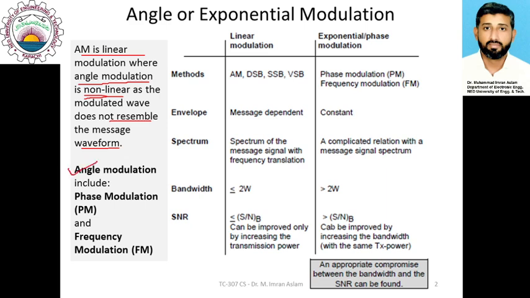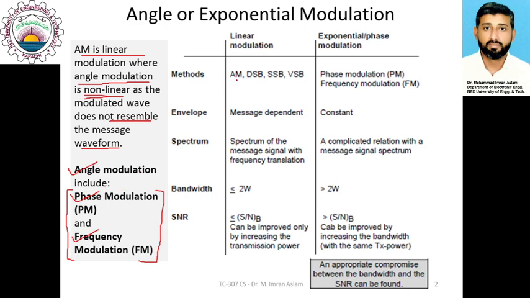There are two major categories of angle modulation: phase modulation and frequency modulation. So for this week's discussion, we'll be focusing on these two modulation techniques, that is phase and frequency modulation. Before we start the detailed discussion on each of these modulation techniques, let me quickly highlight some of the differences between the linear modulation and exponential modulation methods, so that we can focus on these things when we have detailed discussion during the analysis.